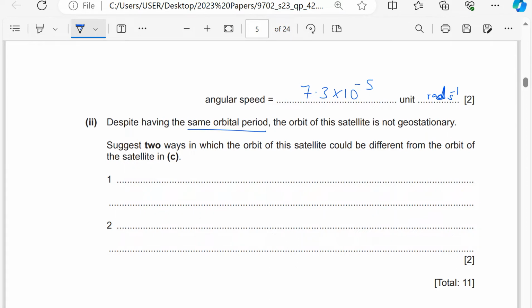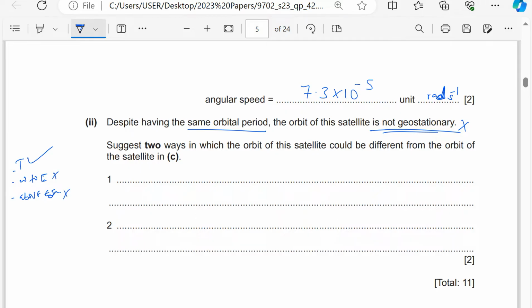Despite having the same orbital period, the orbit of the satellite is not geostationary. Of course, for geostationary, the period is the same, the motion should be west to east, and it should be above the equator. Since they said it is not geostationary, that means these two are not satisfied.